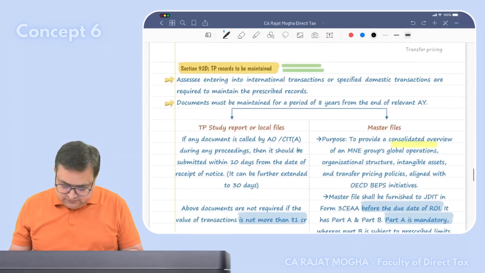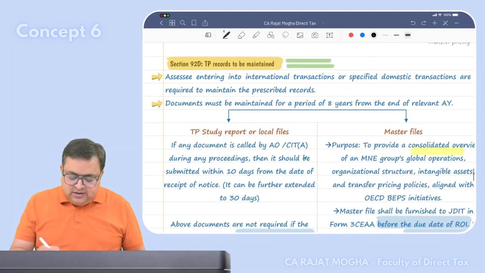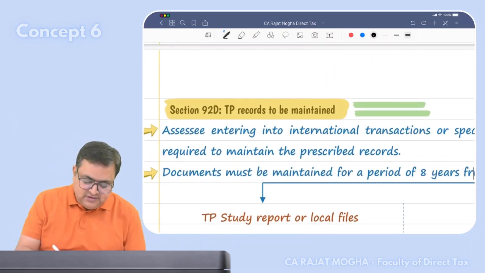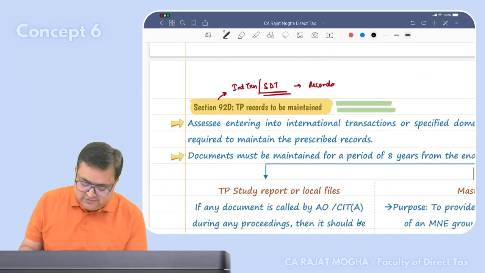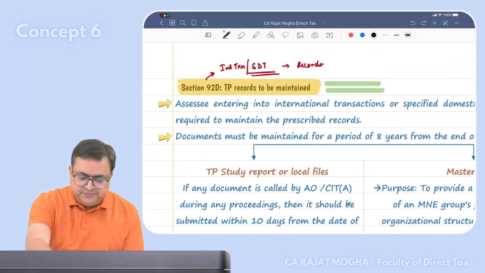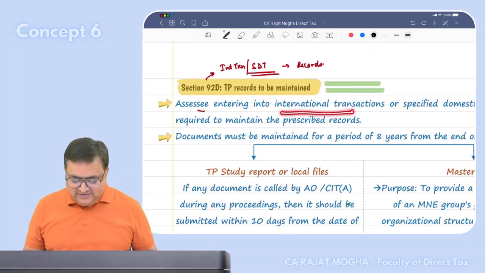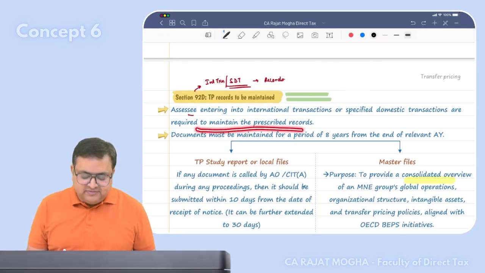Understood? Okay. If you have done an international transaction or a specified domestic transaction, it is for both, guys. If you have done either, you have to maintain certain records. Correct? See, it is written over here. Assessees entering into an international transaction or even specified domestic transactions are required to maintain the prescribed records.